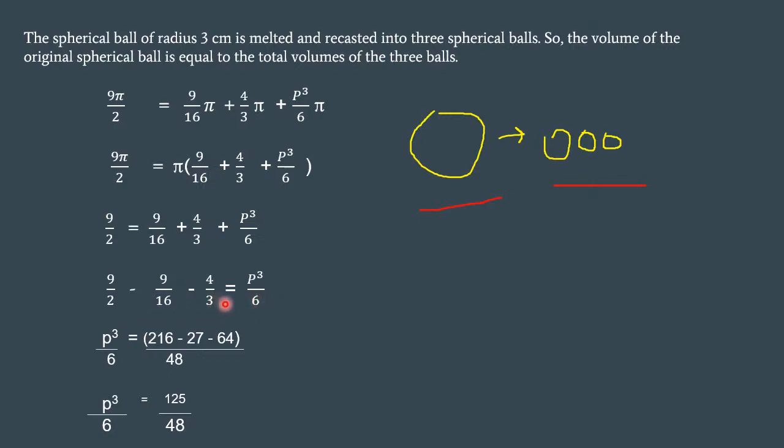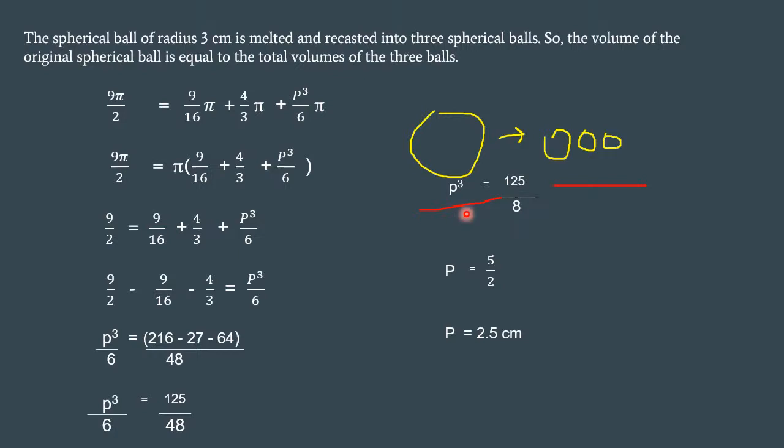Now take the LCM, you will get 48. Now 48 goes into 2 24 times. So 9 into 24 is 216. 16 goes 3 times, so 9 threes are 27. And 3 goes 16 times, so 4 into 16 you will get 64. Now p cube by 6 is equal to 216 minus 27 minus 64, which is 125, so 125 by 48. Now send 6 to that side. So you will have p cube is equal to 125 by 8.